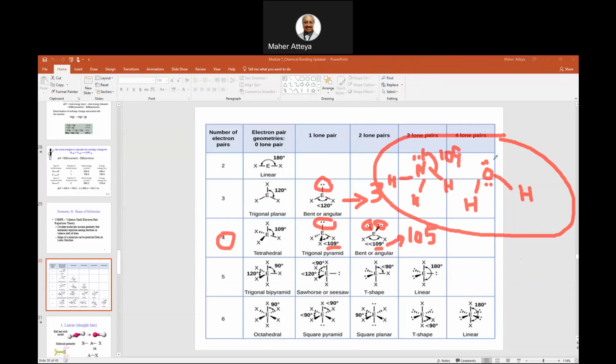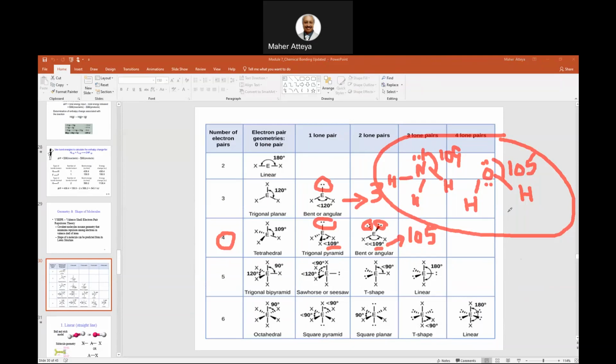And here, 105, correct? Can you see that? 105. So 2 lone pair sets have caused the angle to be what? Less. Are you following me here?